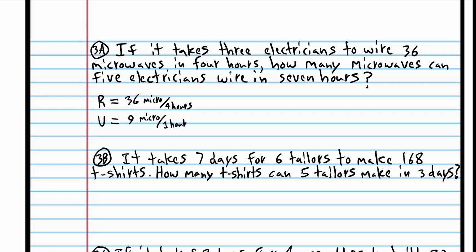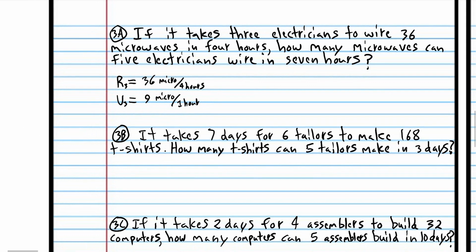All right? So now that we have the unit rate, and that's for 3 electricians, we need to keep going, and we need to find the unit rate for 1 electrician. So to find the unit rate for one electrician, that's pretty easy to figure out. 3 electricians can wire 9 microwaves in 1 hour. Again, they told us how many in 4 hours, but we figured out for 1 hour. So 9 microwaves in 1 hour, but that's for 3. 3 electricians can do 9 in 1.